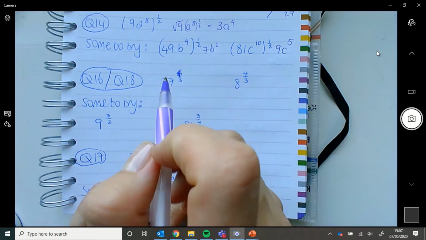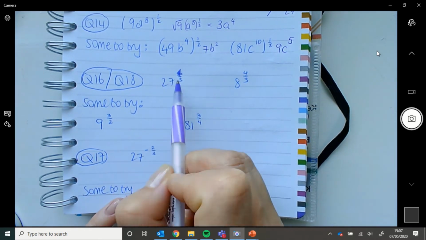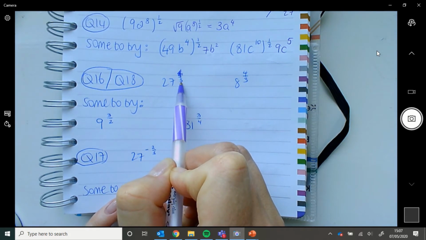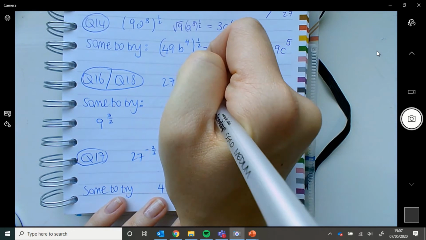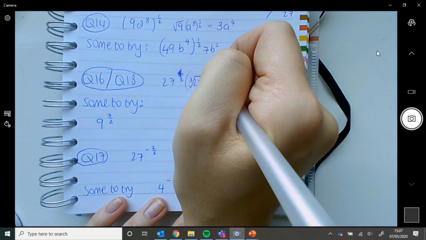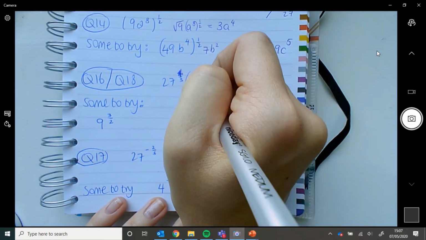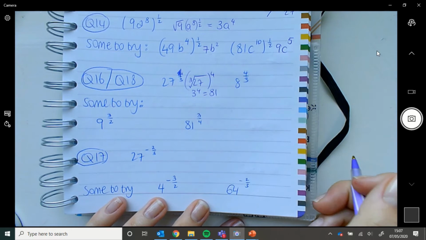Okay, so first thing I check, is there a negative? There isn't, so I don't need to find the reciprocal, but there is a denominator of a 3. If I have a denominator of a 3, then it means cube root. So I need to cube root 27, and then whatever answer I get, I do to the power of 4. Cube root of 27 is 3. 3 to the power of 4 is 81.